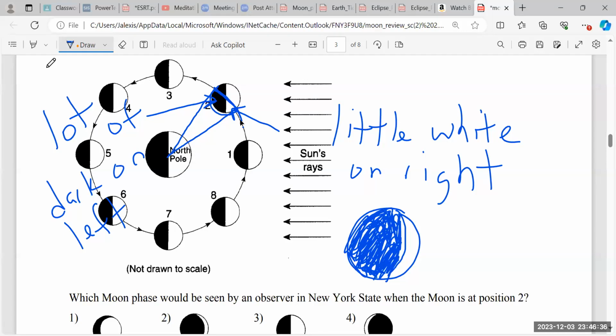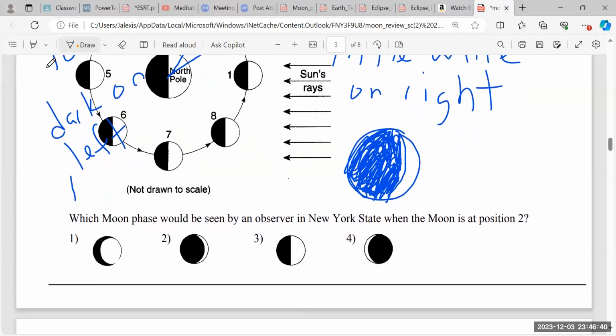So now when I'm looking to see which moon phase matches it, I see right here, choice 2. A little bit of white on the right, a lot of dark on the left. And so therefore my answer is choice 2. All right, let's keep going.